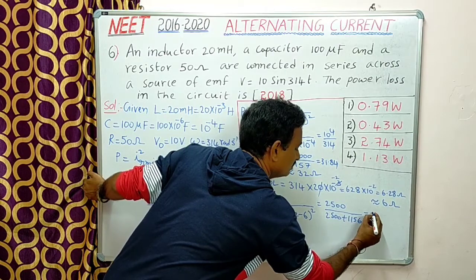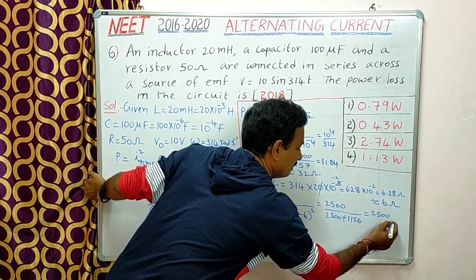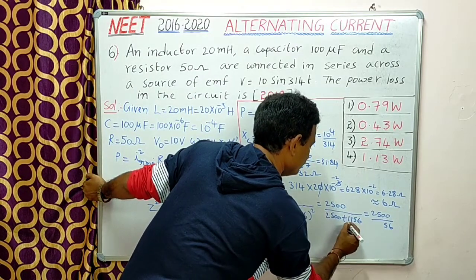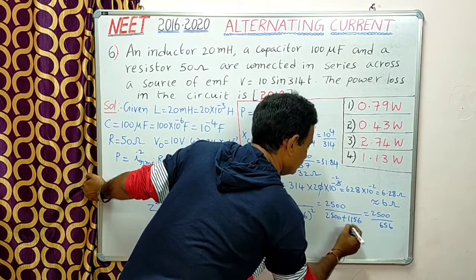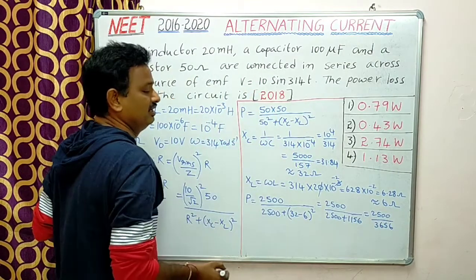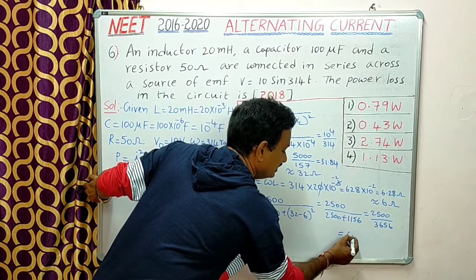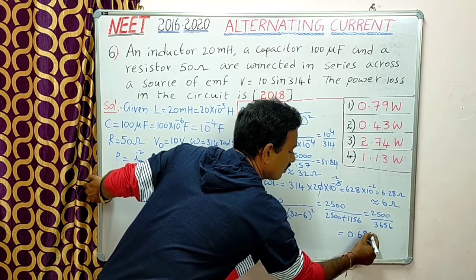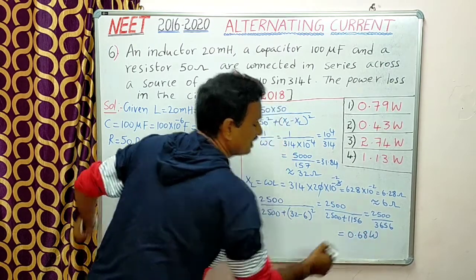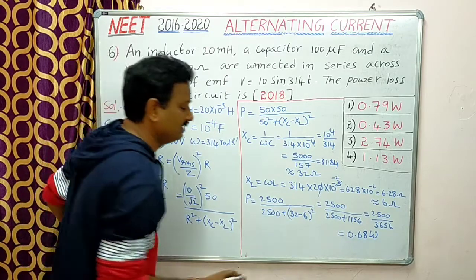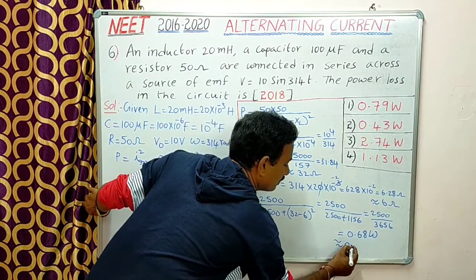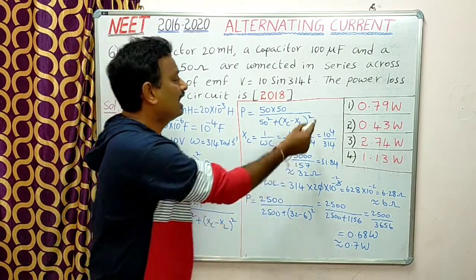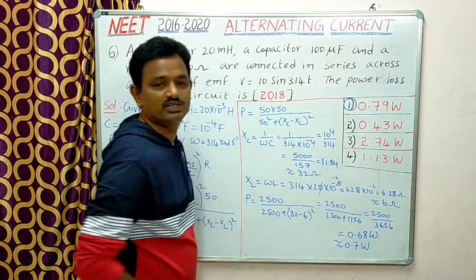That is equal to 2500 by, if you add, 2500 plus 1156, you will get 3656. If you divide, you will get 0.68 watt. So 0.68 watt, I can write approximately equal to 0.7 watt. So if you observe the options, option 1 is the answer.